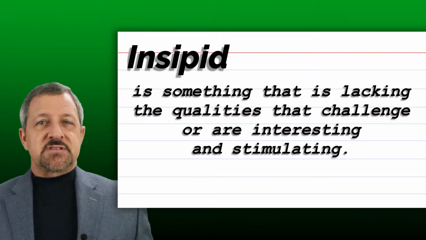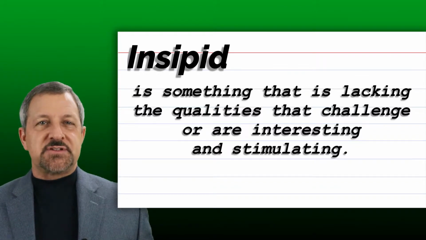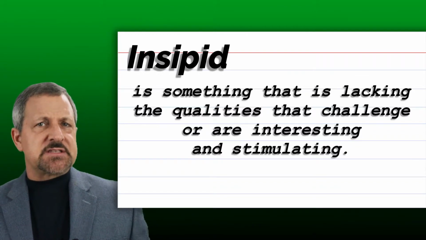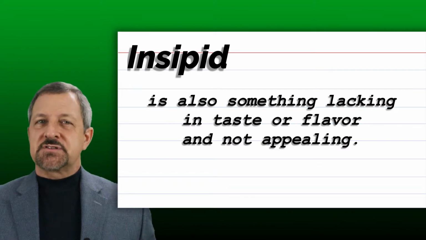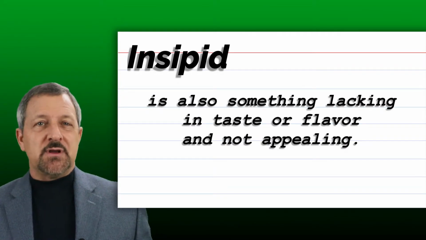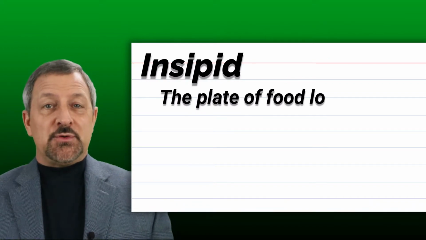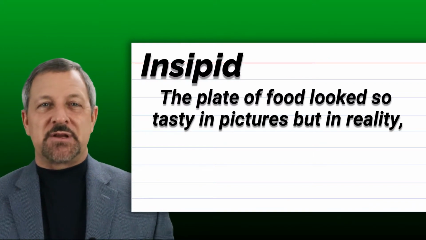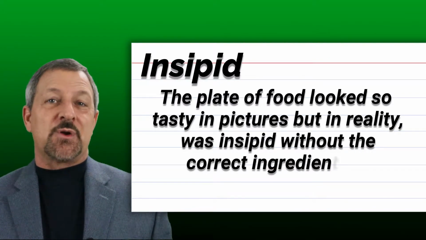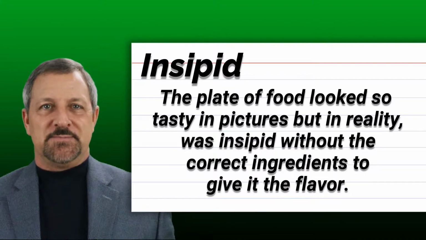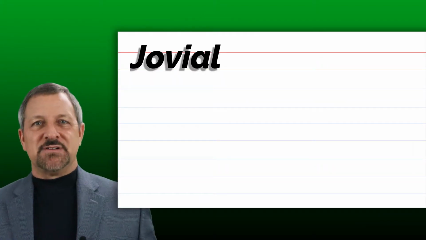The fifth word is insipid. Insipid is something that is lacking the qualities that challenge or are interesting and stimulating. Insipid is also something lacking in taste or flavor and is not appealing. When insipid is used in a sentence, it sounds and looks like this. The plate of food looks so tasty in pictures, but in reality was insipid without the correct ingredients to give it the flavor.